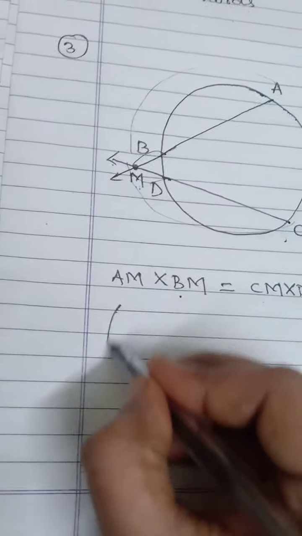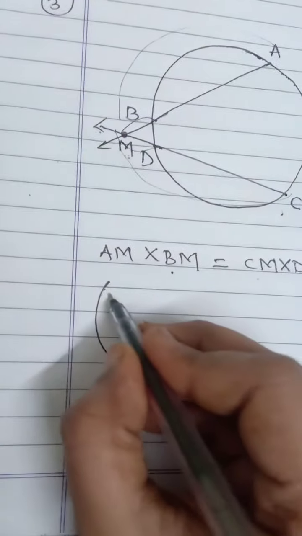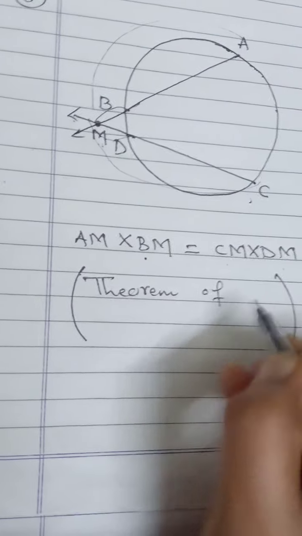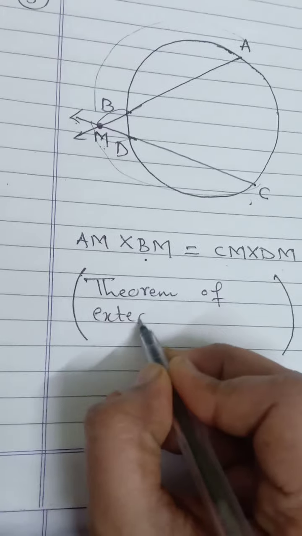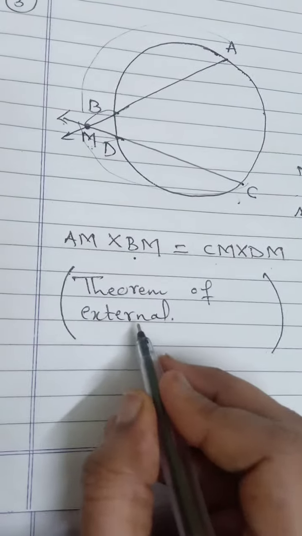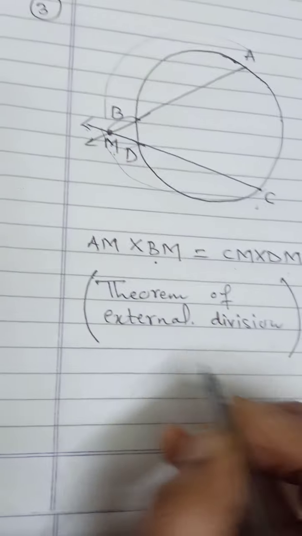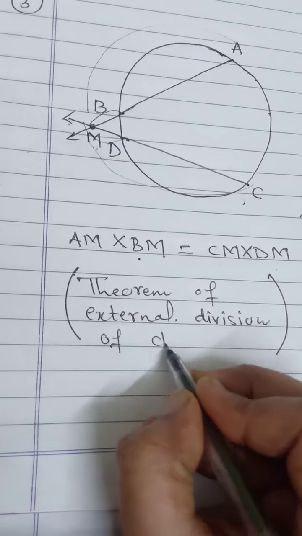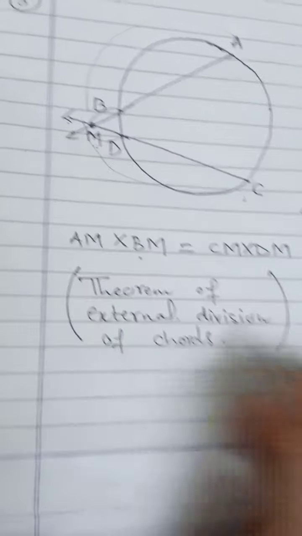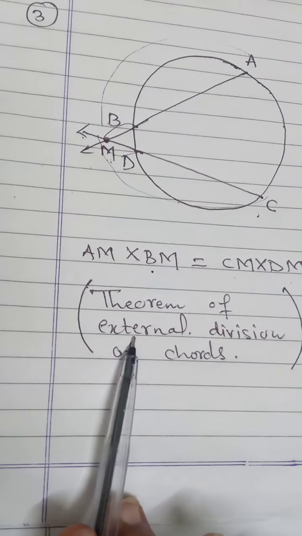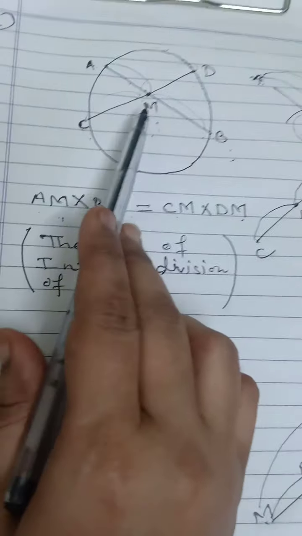And whenever we are using this property, we write theorem of external division of chords. Here the only change is this word, external. So very simple, whenever they are intersecting externally, here the word external will come, and whenever they intersect internally, here the word internal will come.